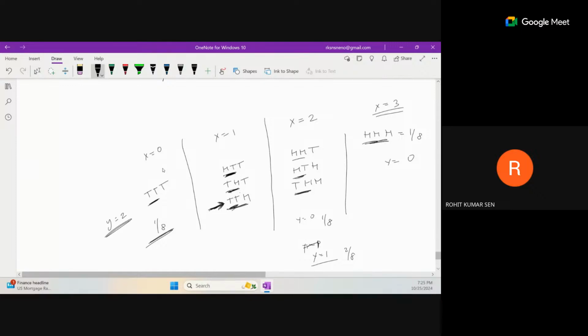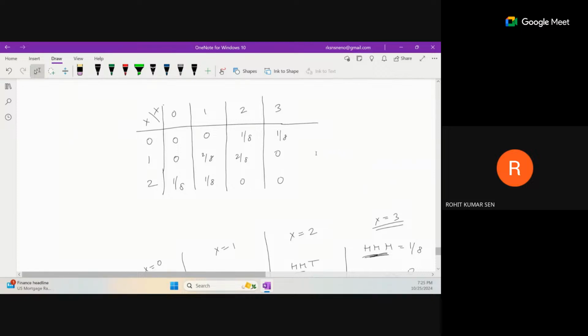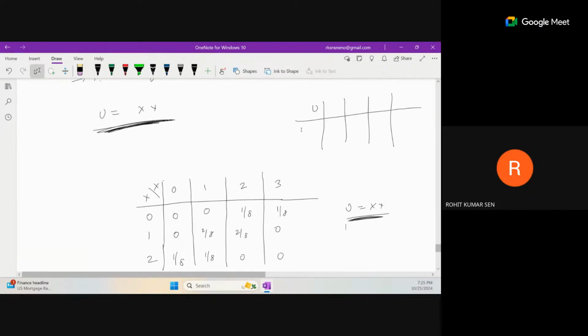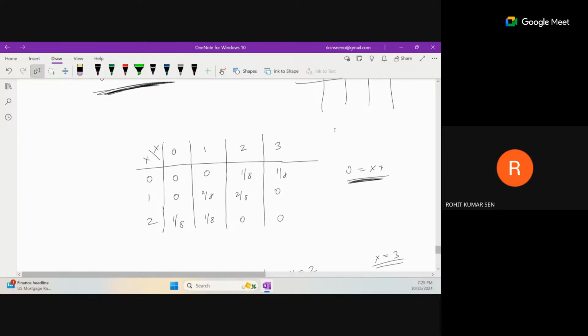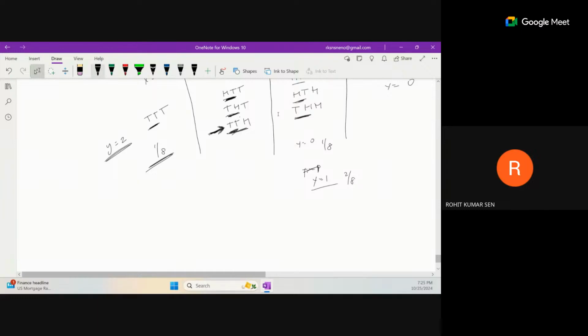What is the probability of this? It is 1 by 8. So I have got my joint distribution for x and y. Now I need to find the distribution of xy. So I will do the same thing again, which I have done in the previous one. What are the possible values of xy? Just write it.